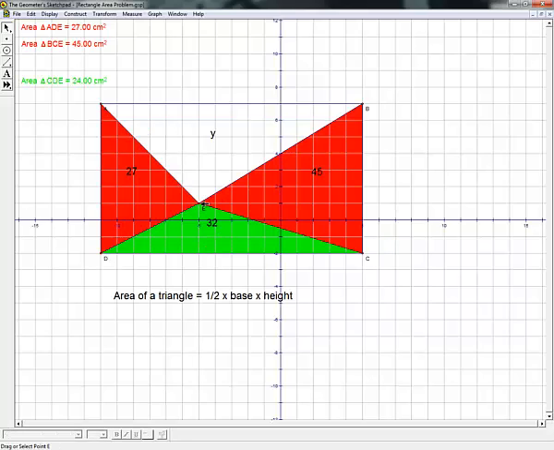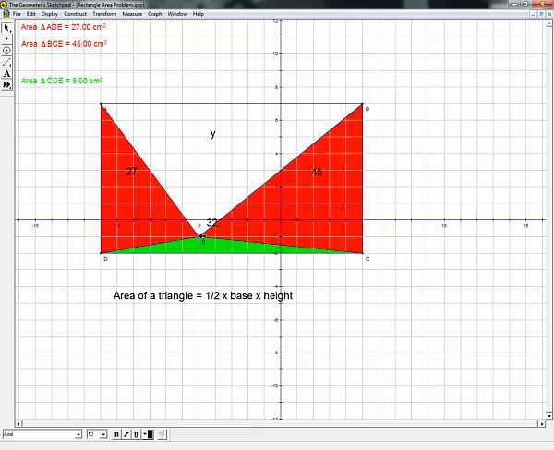Now, what happens if I were to move point E all the way vertically downwards, like so? Now you can see that the red triangles' areas will be simply equal to half the area of the rectangle. And this should be quite obvious to you.